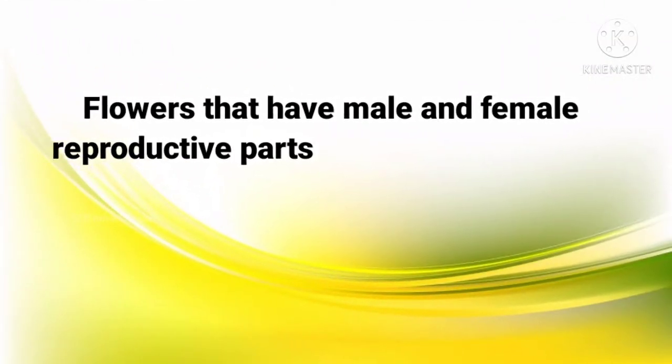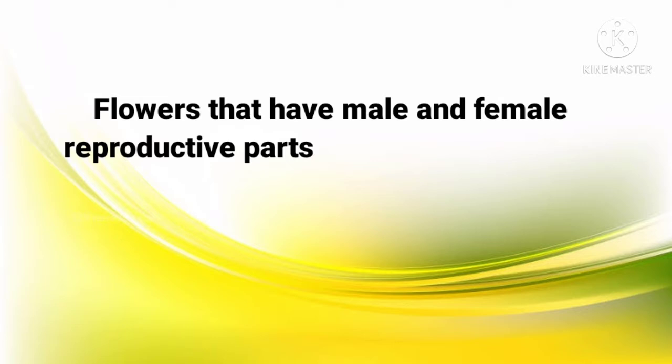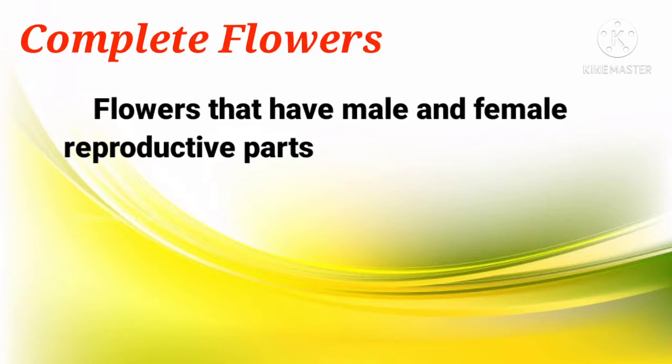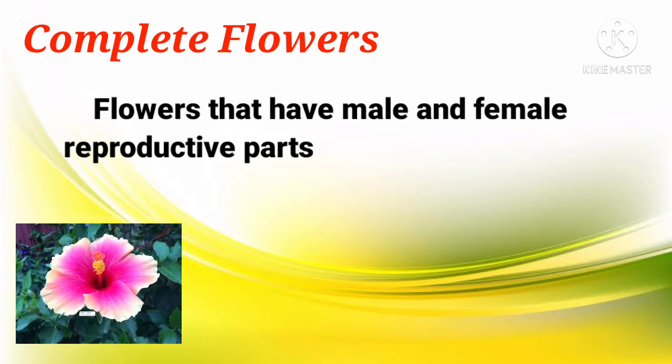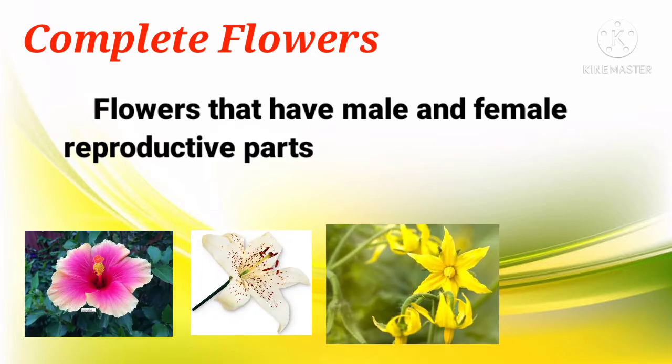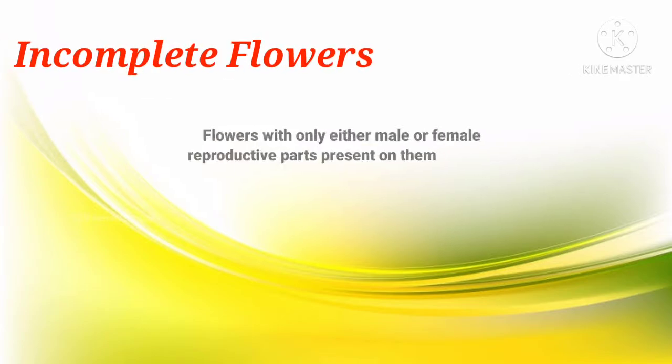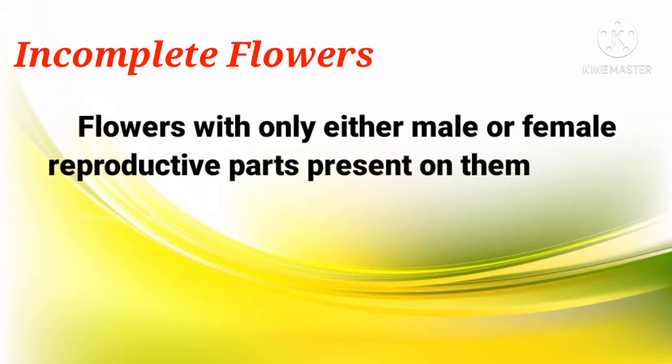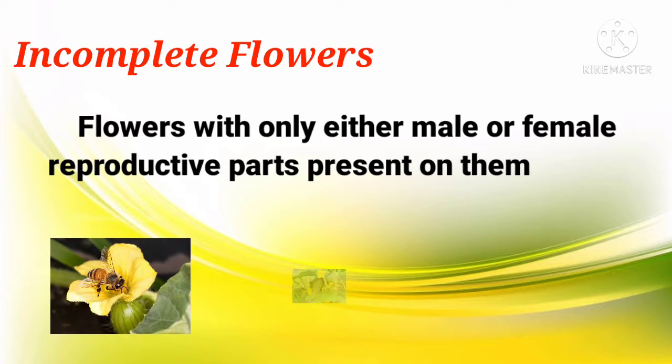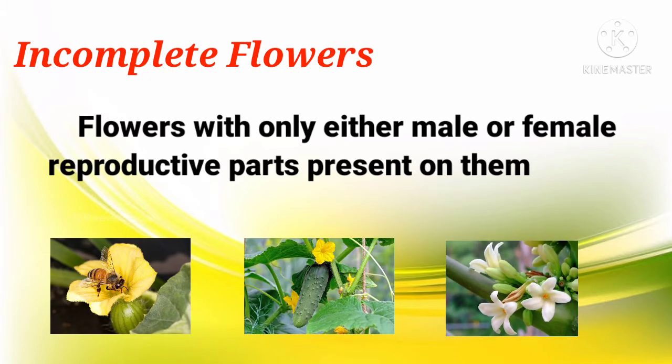Flowers that have male and female reproductive parts are called complete flowers. Examples of these plants are gumamela, stargazer, tomato, and morning glory. On the other hand, incomplete flowers are flowers with only either male or female reproductive parts present in them. Watermelon, cucumber, and papaya plants have incomplete flowers.